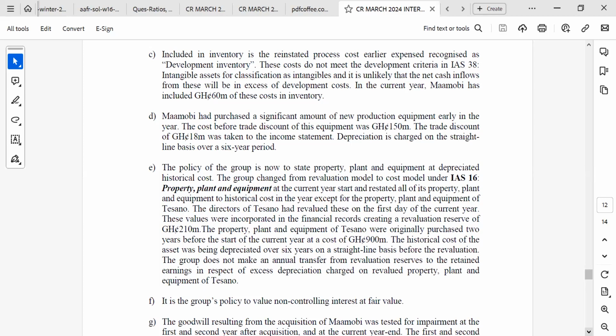So what do we have to do? What is the first thing that we have to do? First of all, it means that we are going to be reversing the revaluation surplus. Yes. The 210 must be reversed because since we are using cost model, it means that the asset has been accounted for using cost model from the date that it was purchased. It is going to have a retrospective effect. So what we do is we first of all reverse the revaluation surplus.